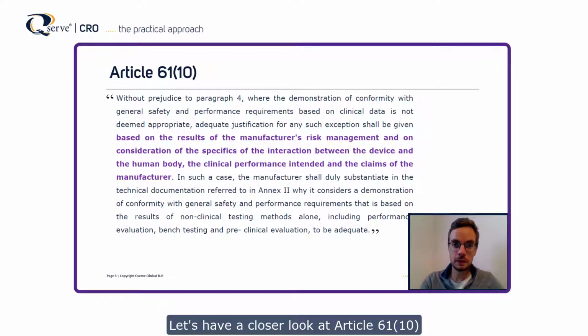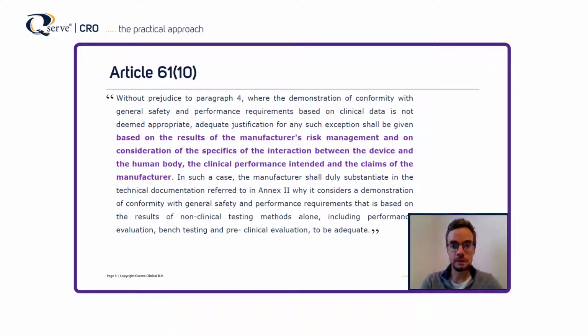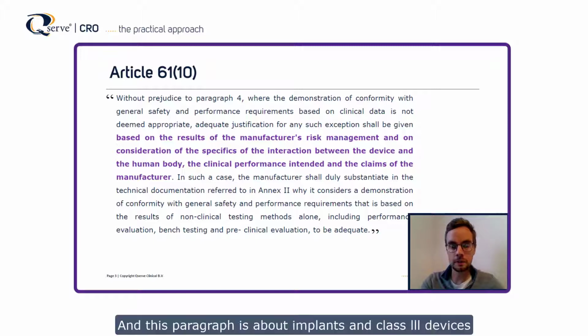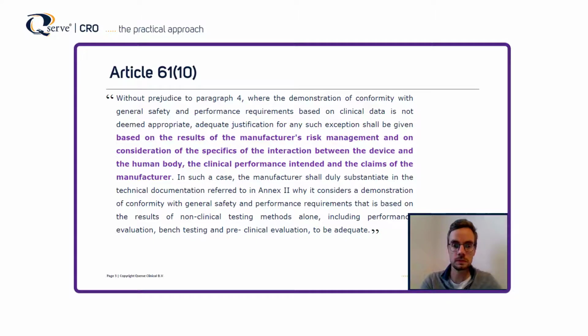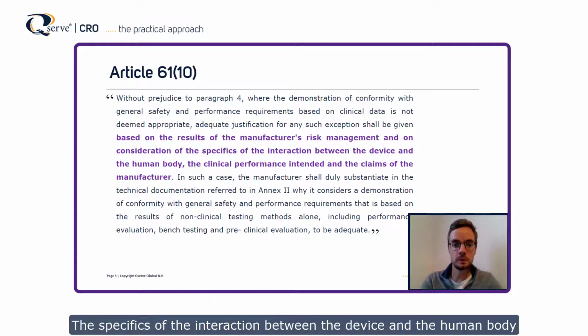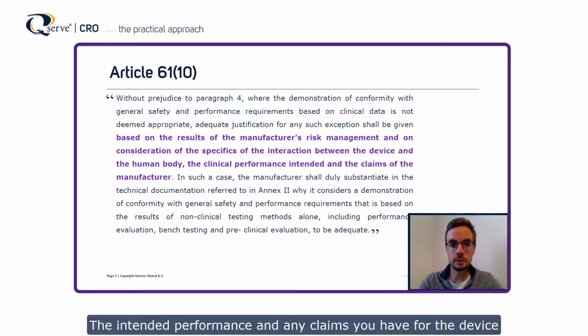Let's have a closer look at Article 61(10). So it starts with an exemption without prejudice to paragraph 4. And this paragraph is about implants and Class 3 devices. So you cannot use this route for implants and Class 3 devices, but you may be able to use it for other devices. And that depends on the results of your risk management, the specifics of the interaction between the device and the human body, the intended performance, and any claims you have for the device.